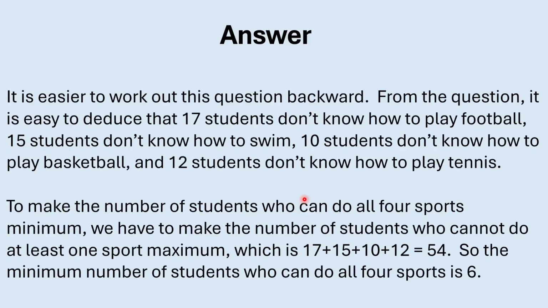Okay, so here to calculate the maximum number of students who cannot do at least one sport, we simply add these numbers together. 17 plus 15 plus 10 plus 12 is equal to 54. So these 54 students are the maximum number of students who cannot do at least one sport. So in this class of 60 students, any student who does not belong to this group of 54 students must be able to do all four sports.